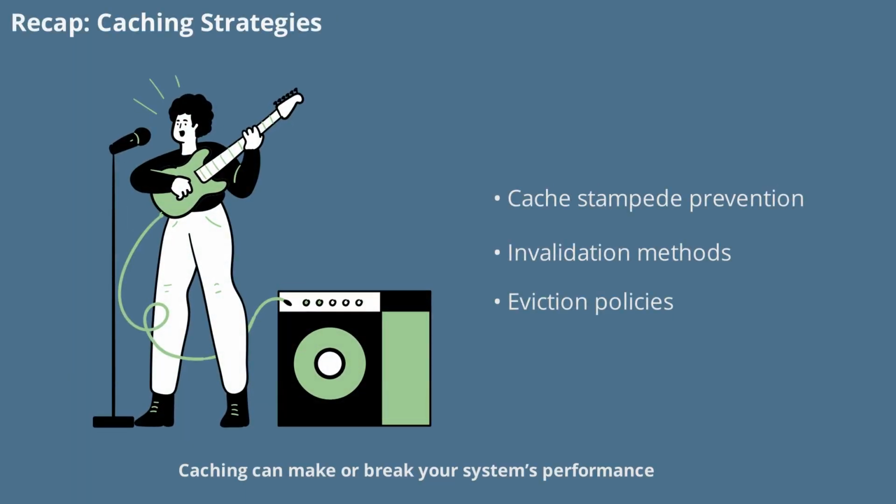Caching can make or break your system's performance. Understanding cache stampedes, invalidation strategies, when caching can slow you down, and choosing the right eviction policy are all critical to building scalable and reliable systems.